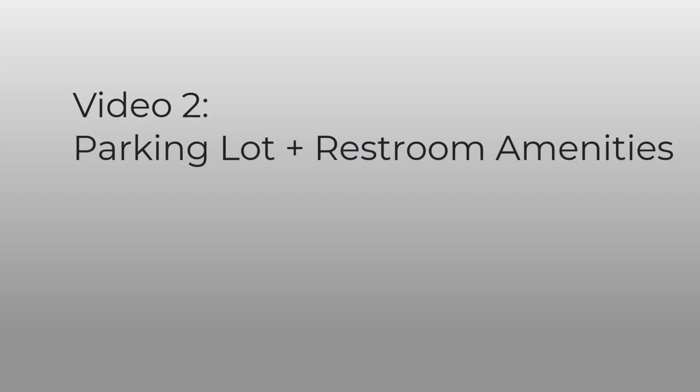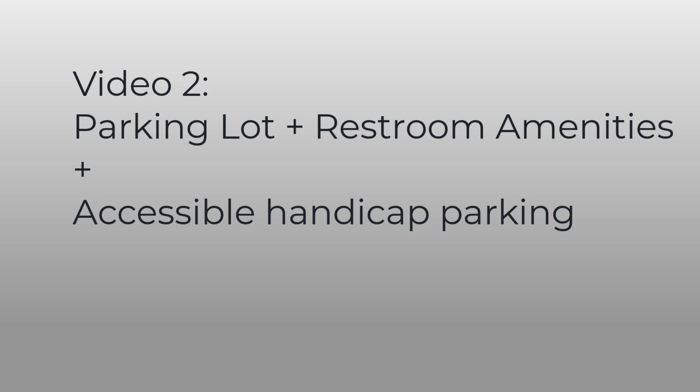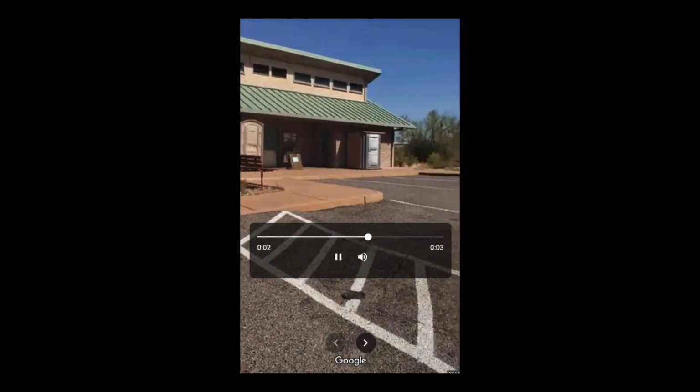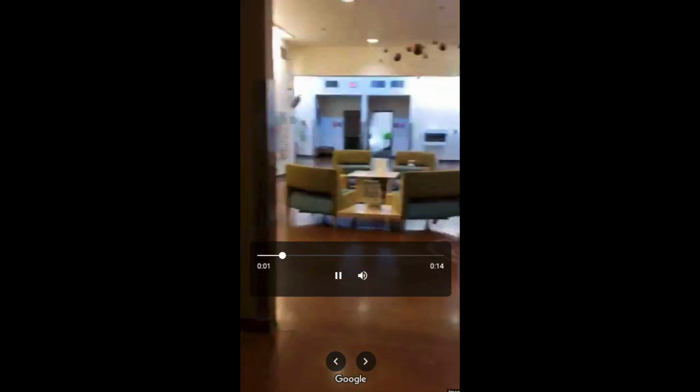The second video allows us to see the parking lot and restroom amenities at the trailhead. We can also see the accessibility feature of the handicap parking space. This third video showcases the nearby visitor center by the trailhead.